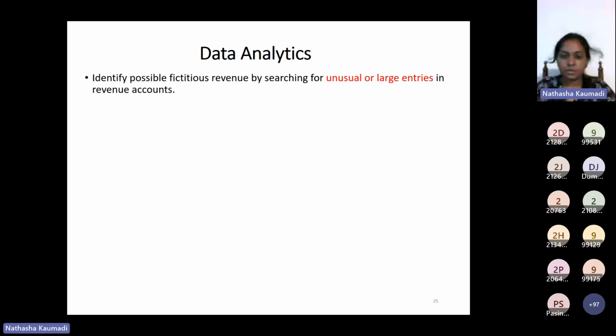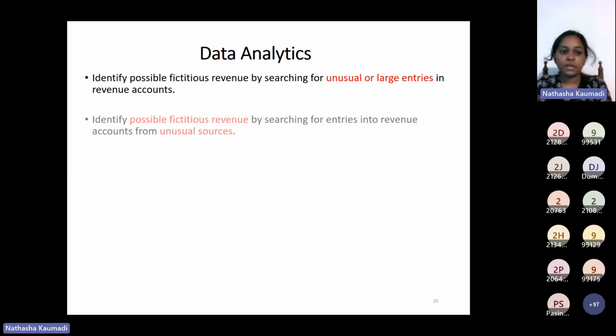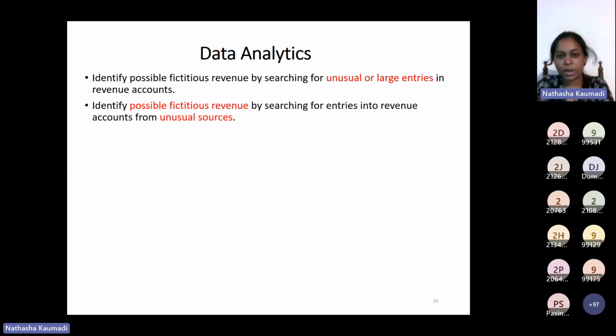Using data analytics, even in Excel, you can directly give a command: pick me all these transactions which have a value larger than 1 million. Larger than 1 million means unusual transactions. So you can easily get these data analytics into audit procedures and find out the fictitious revenue transactions. And identify possible fictitious revenue by searching for entries into revenue accounts from unusual sources. Using data analytics, you can search for unusual sources as well.